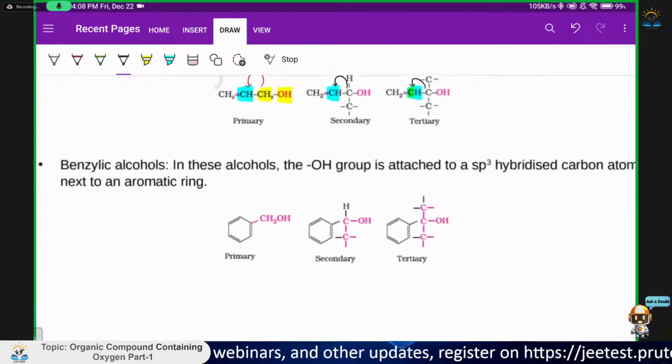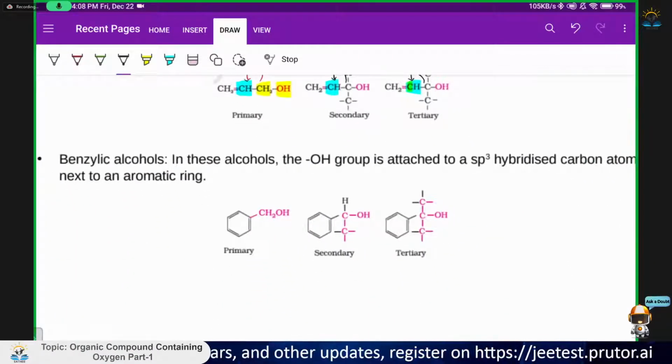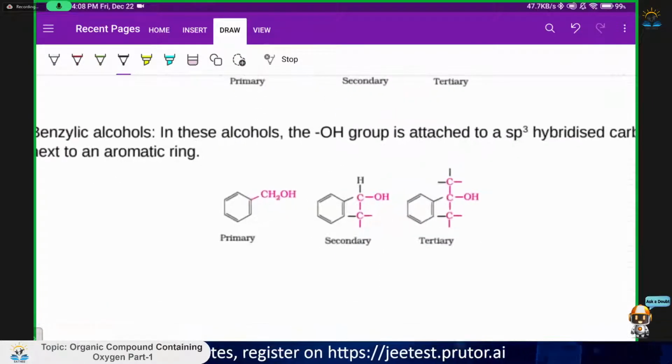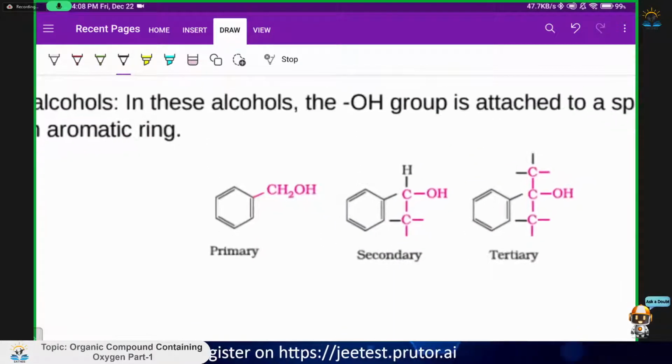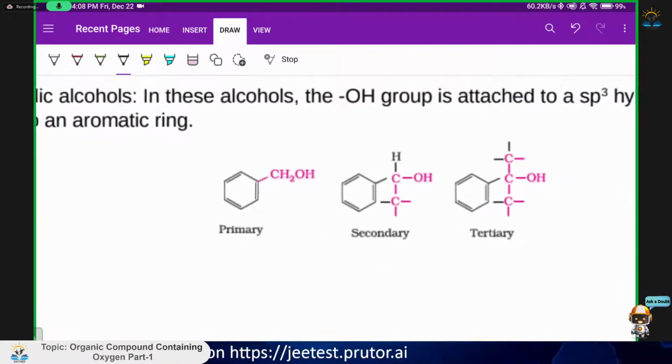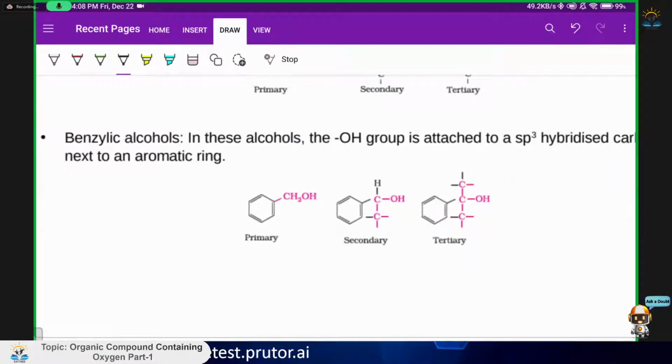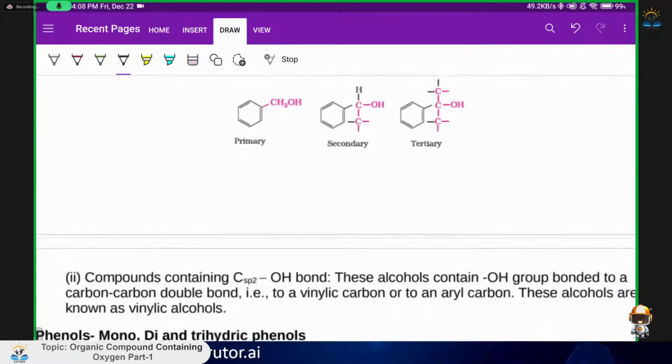So next, benzylic alcohol. Here also the OH group is attached to an sp3 hybridized carbon, but that carbon is attached to the benzene ring. Here we can have the example of a primary, secondary, and tertiary benzylic alcohol. Okay, going on.